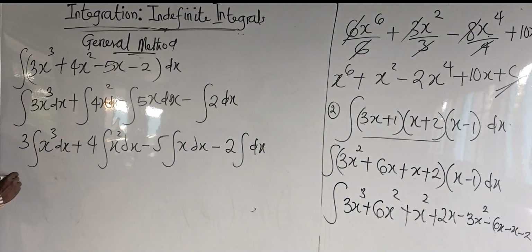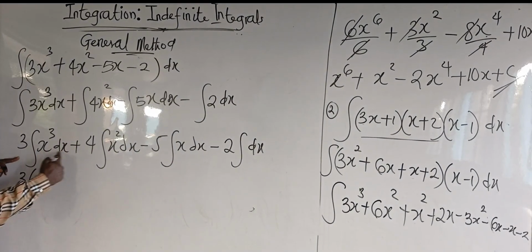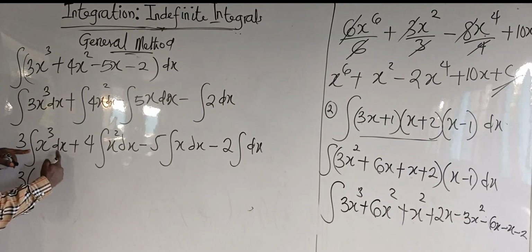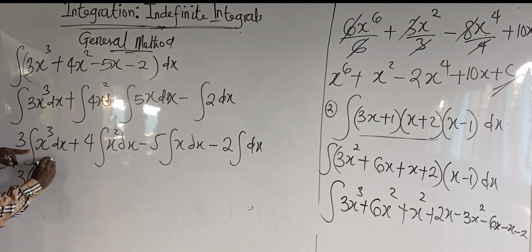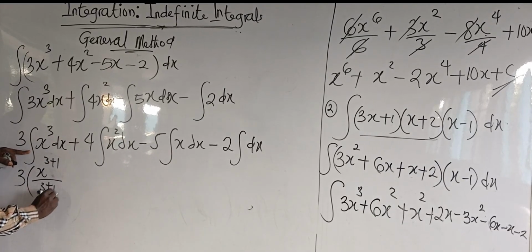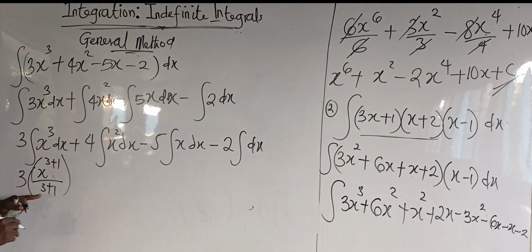So from this point now, I can start integrating. So if you are integrating, this and this goes off, the integral and this one goes off. So I have 3 plus 1. So whatever you are having as the power, only the power, please. Don't repeat the x, only the power.